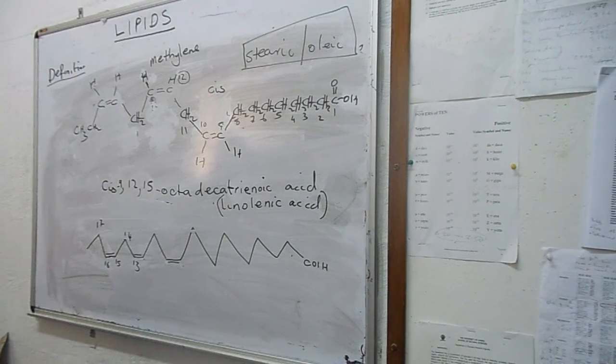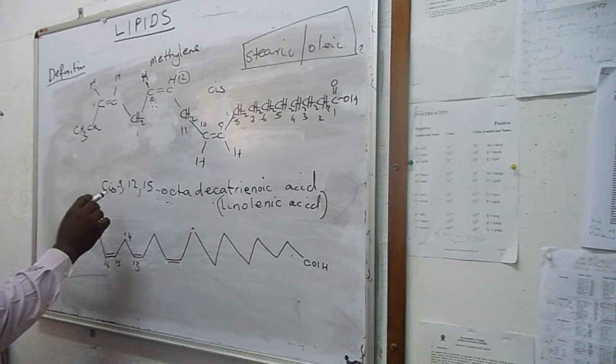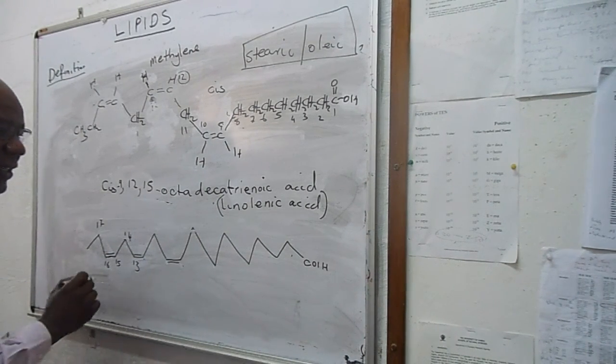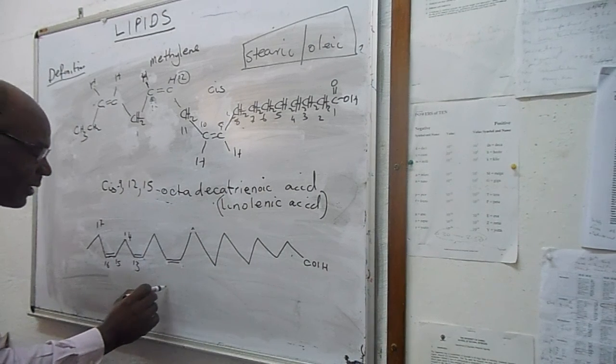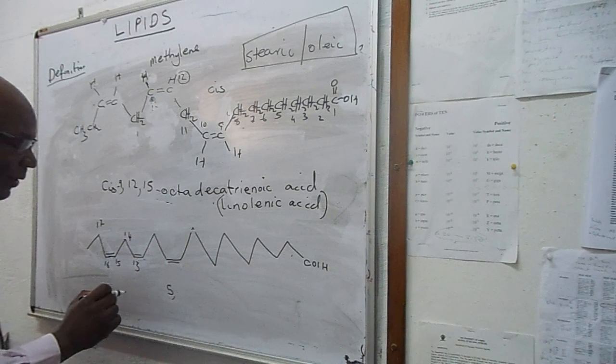Right. So these are examples of unsaturated fatty acids. The other one, which is slightly different in terms of the position of a double bond, is arachidonic acid. Arachidonic acid has at position number 5 a double bond.